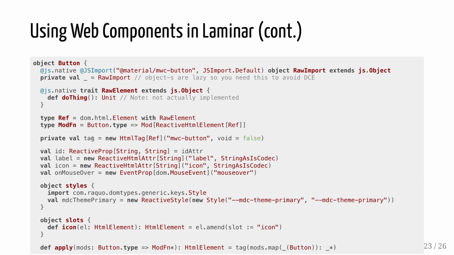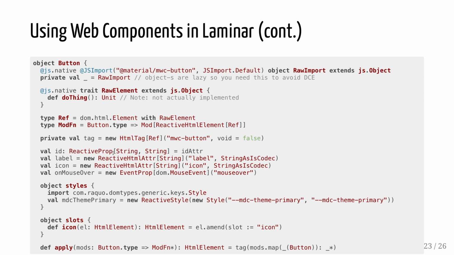So the first thing we do is we create a custom tag for this button, which is basically how we create all the other tags, like div or span, but we create it with the name of the component's custom element here. This is a Laminar tag. This is how Laminar does this under the hood.